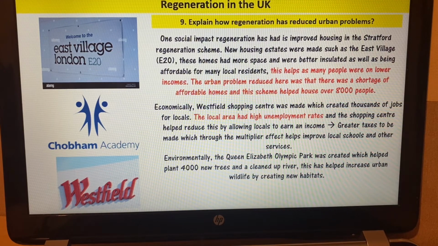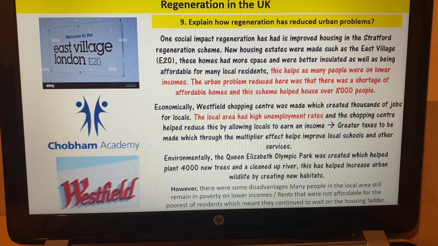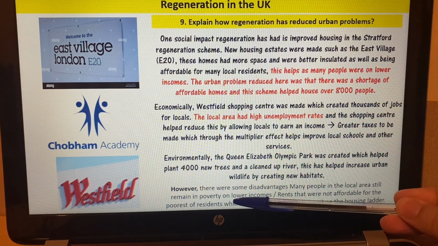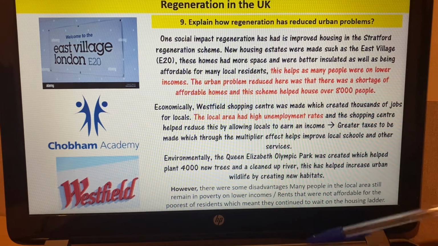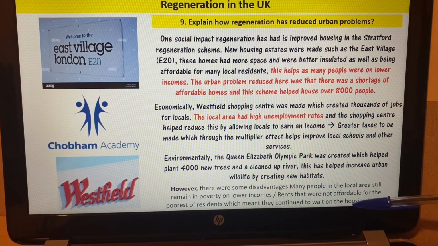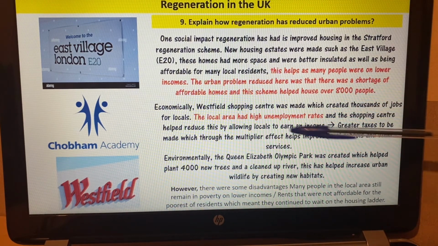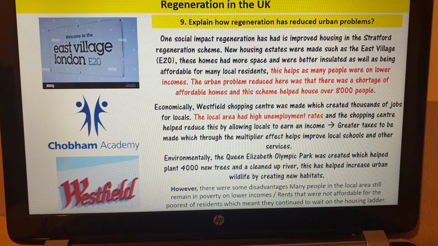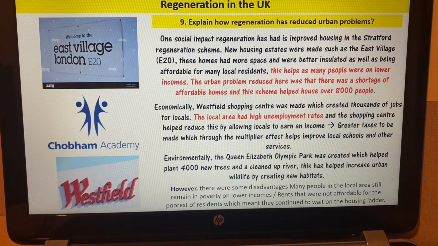If you were to criticize it, in case, let's say it's a 6 or a 9 marker, you could also say, however, there were many disadvantages. In the local area, many people were still very poor and couldn't afford, let's say, the rents on many of these homes. And many people still had to wait on the housing ladder. You could talk about actually the creation of, let's say, the Olympic Park meant that many of the original wildlife was lost.